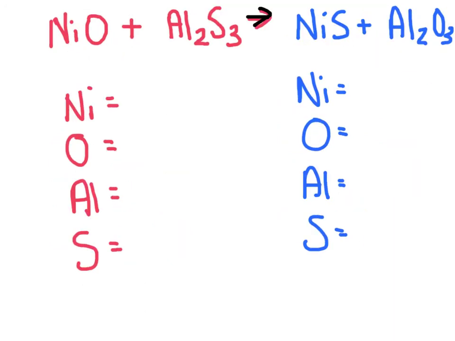Alright, one more example here. I need you to go ahead and count up all the atoms, so pause me and do that. I'm going to give you the answers. 1, 1, 2, 3. 1, 3, 2, 1. Again, I like to line them up right across from each other so it's easy to look at.